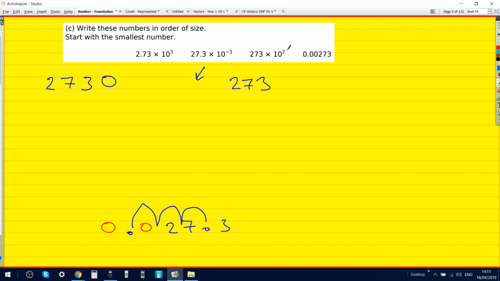What is 10 squared? Just 10 times 10. It's 2 zeros basically. So 2 zeros. Just stick 2 zeros on. It's like 100 times. And then the last one is already done. Okay.